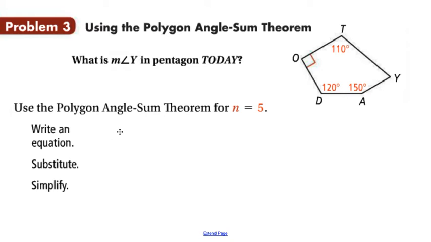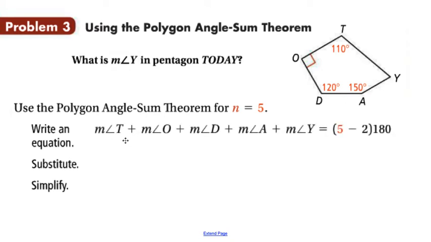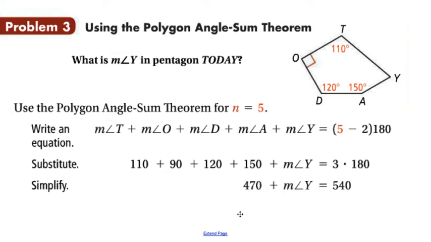So the first thing we want to do is write an equation that we can solve. If we add up all of those interior angles, we know that the sum is equal to n minus 2 times 180. And then we can substitute the ones that we know. We have 4 of the 5 given here, so we're going to plug in those numbers. Angle T is 110, angle O is 90, D is 120, A is 150. We're looking for Y, and we end up with 3 times 180. When we simplify and solve for Y, we end up with angle Y equaling 70 degrees.